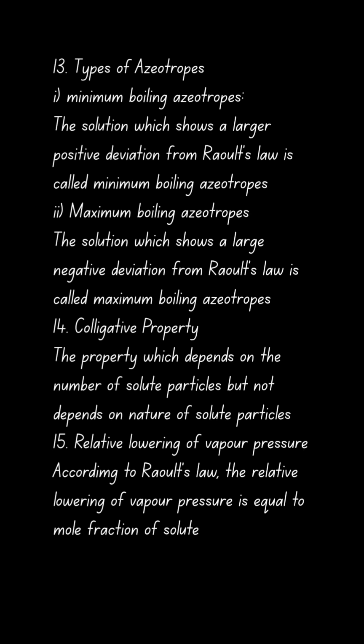13. Types of azeotropes. I. Minimum boiling azeotropes. The solution which shows a large positive deviation from Raoult's law is called minimum boiling azeotropes. II. Maximum boiling azeotropes. The solution which shows a large negative deviation from Raoult's law is called maximum boiling azeotropes.